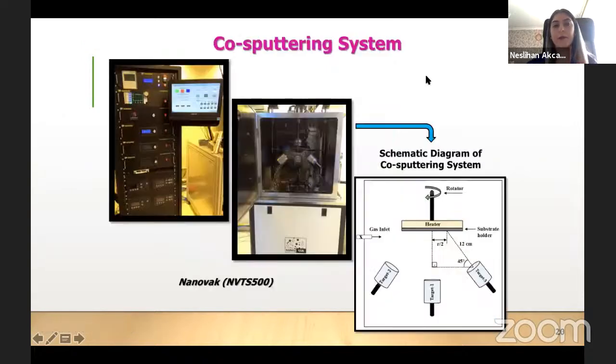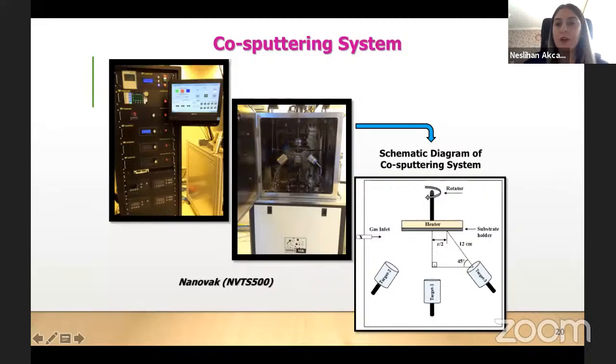So in our works, we produced all of the precursor films in this system. Here you see the system has three targets, three guns, one DC and two RF. The distance between the target and the substrate holder is about 12 centimeters. The targets are tilted at 45 degrees to the substrate.